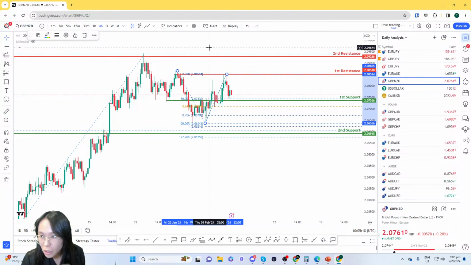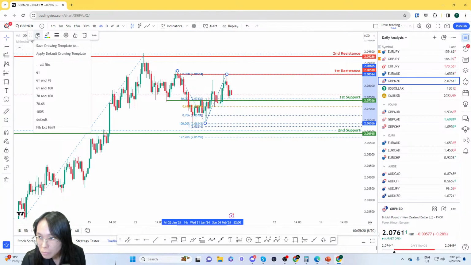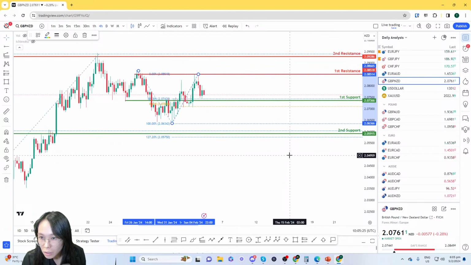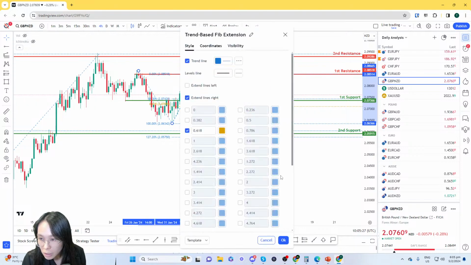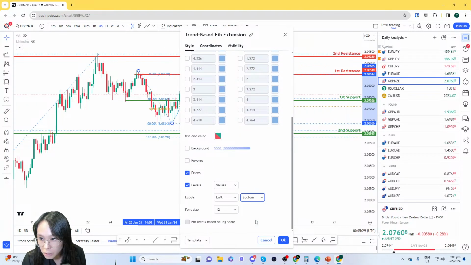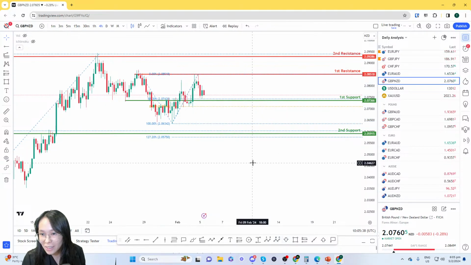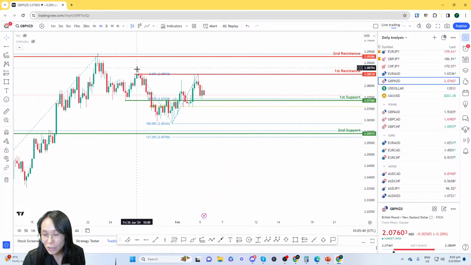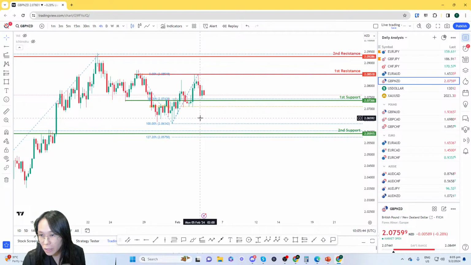Okay, I've also drawn the projection. Let me make this so you could see it clearer. Center. Okay, I guess this is the best. So I drew a projection here. As you can see the price is coming down, so there is a 61% projection level here.